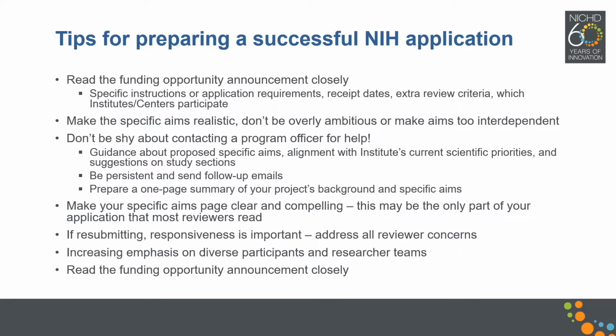As I'm sure we can all appreciate, it's very easy for emails to get lost in our inboxes, so don't be afraid to be persistent and send follow-up emails and bring that request back up to the top of our inbox. And finally, when you reach out to a program officer, it's helpful to have a one-page summary of your project's background and specific aims, because that'll help make our subsequent communications more effective, so then we can tailor the advice that we give to your particular project.